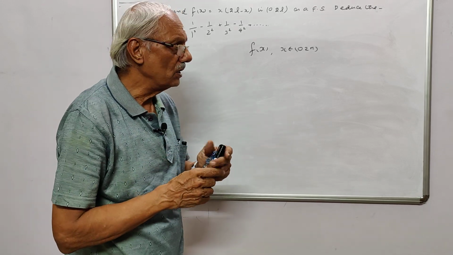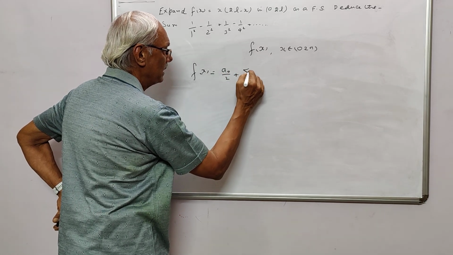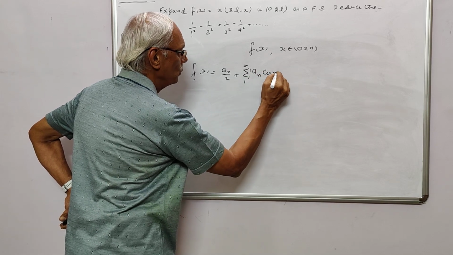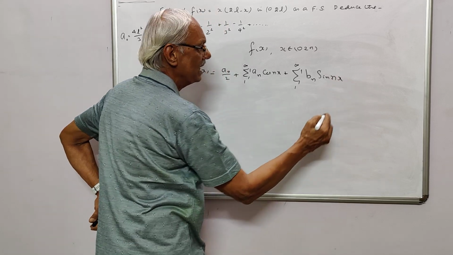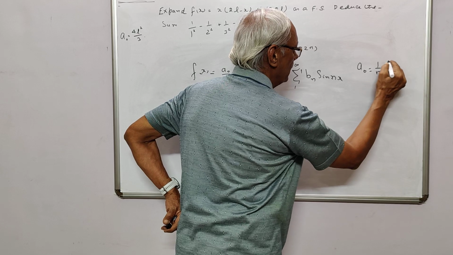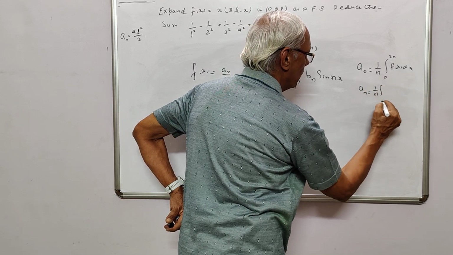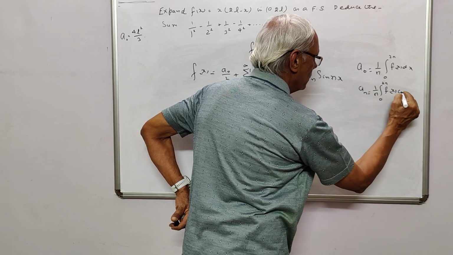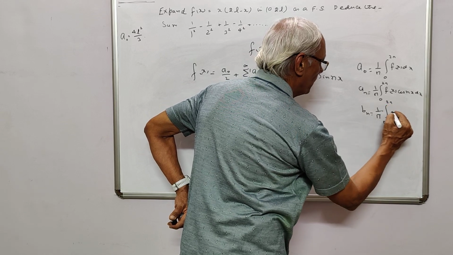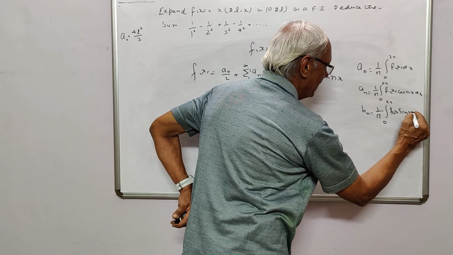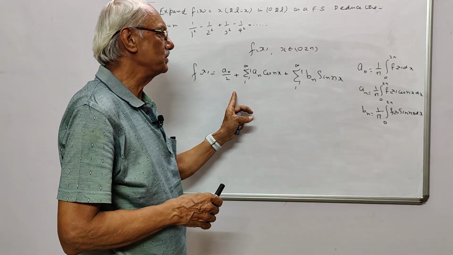For such a problem, the Fourier series is given by f of x is equal to a0 by 2 plus the sum from 1 to infinity of an cos nx plus the sum from 1 to infinity of bn sin nx, and this an and bn are called the Fourier coefficients and are given by a0 equal to 1 by pi integral 0 to 2 pi f of x dx, and an is equal to 1 by pi integral 0 to 2 pi f of x cos nx dx, and your bn is equal to 1 by pi integral 0 to 2 pi f of x sin nx dx. So these are the Fourier coefficients. You find the Fourier coefficients from this and then substitute here and you will get the answer.